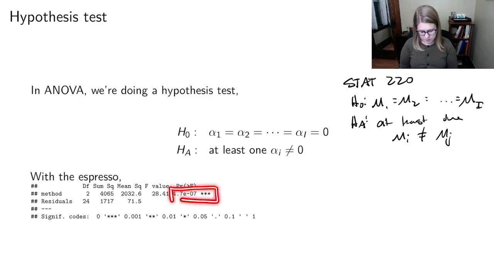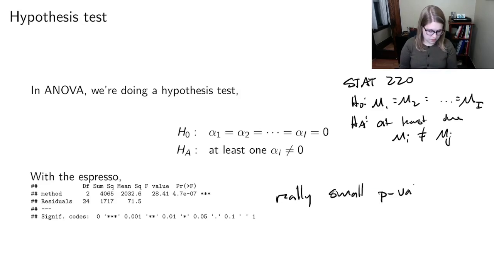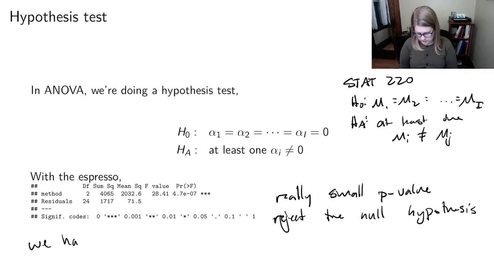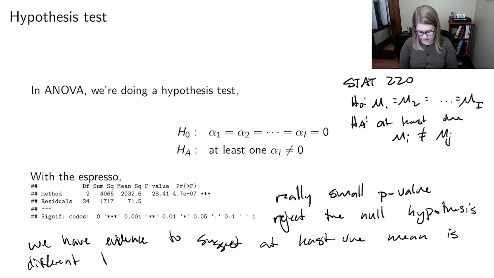So with this espresso example, I ran the AOV command to get the ANOVA table here, and I got a very small p-value, 4.7 times 10 to the minus 7th, or 0.0000005. So it's a really small p-value, which would mean we would reject the null hypothesis. And we have evidence to suggest at least one mean is different than the grand mean.